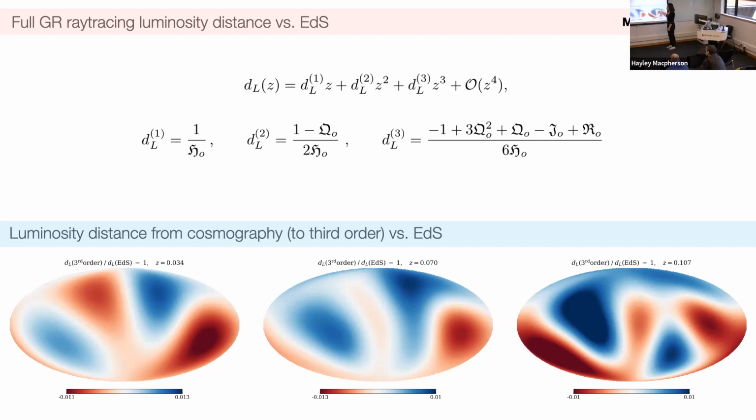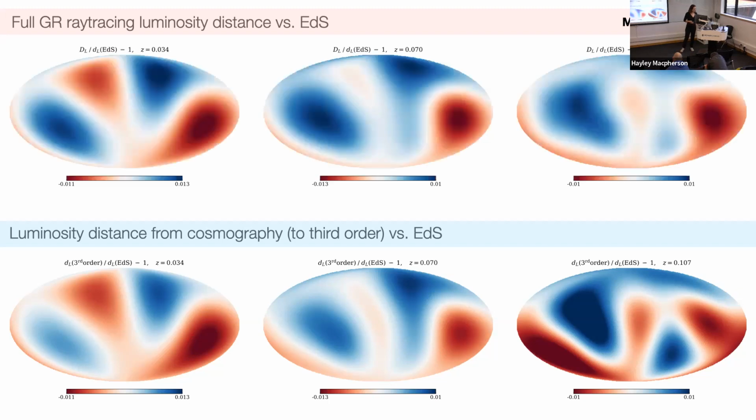And so now the idea is to take the same simulations and the same observers and use these ray tracing techniques to calculate the exact luminosity distance for that same observer for each same line of sight. And then we can make a direct comparison and see how good this cosmographic approximation is and at what redshift it starts to break down.